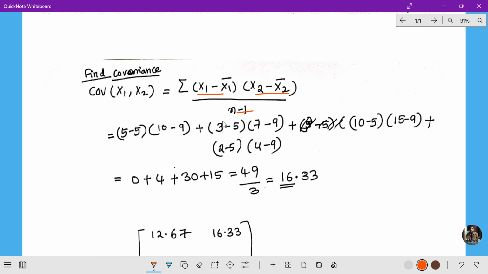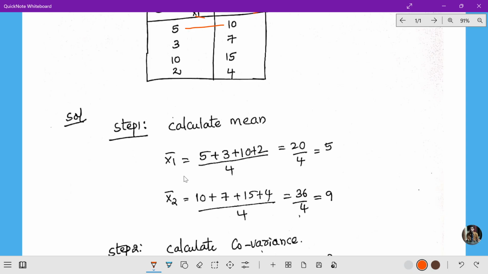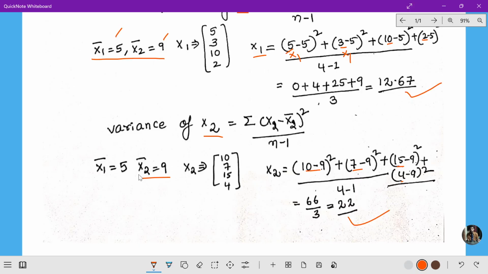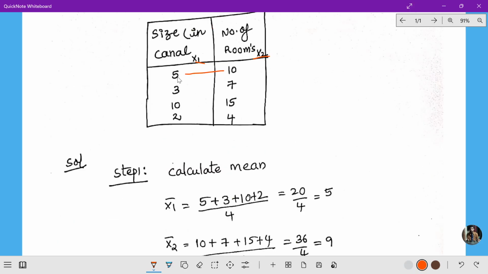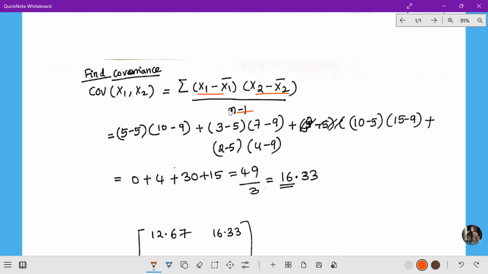So in this, what is going to happen? Again we need to substitute the values here. So what is the value of x1, x2? Let us take this value x1 and x2. Now when we find out the variance, we have this formula. So in this, remember, x1 is 5 and x2 is 10.